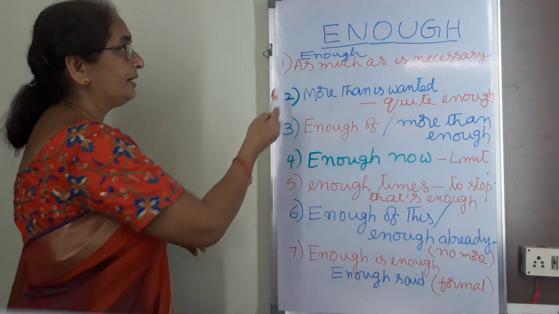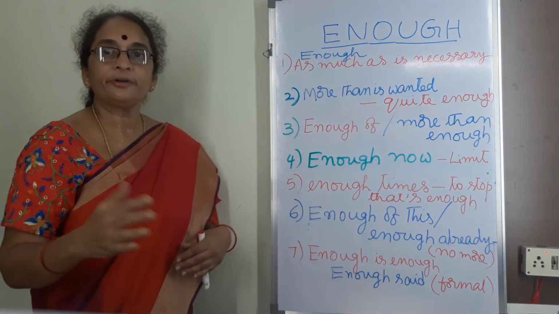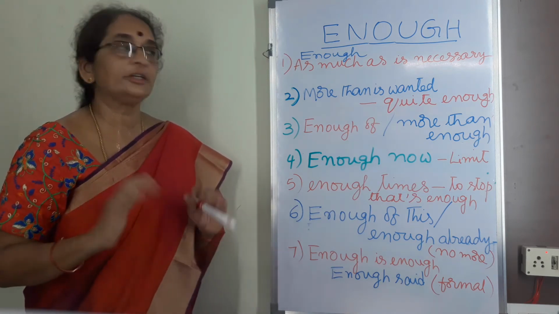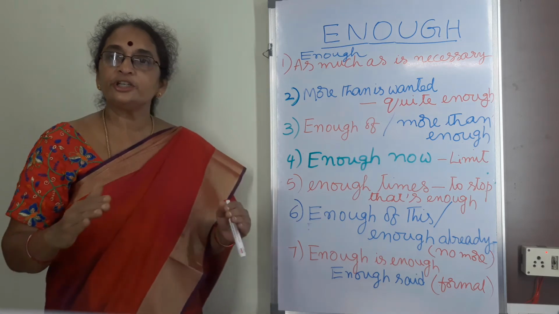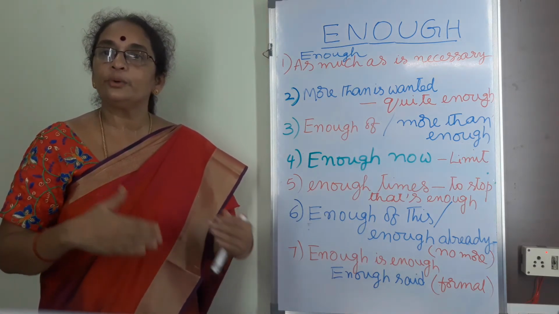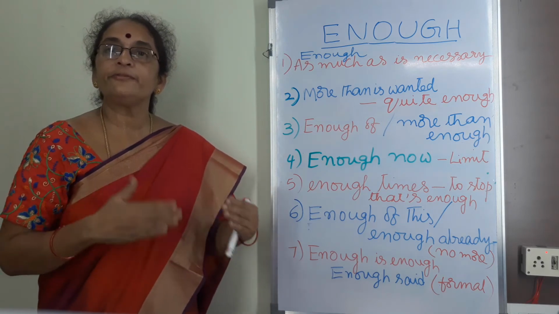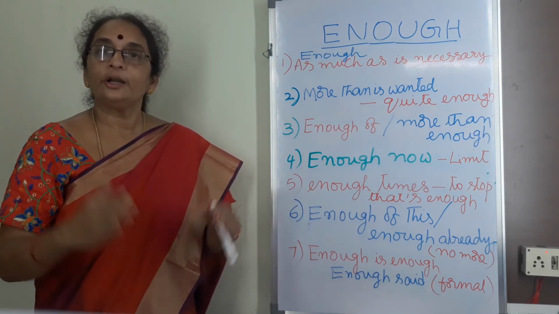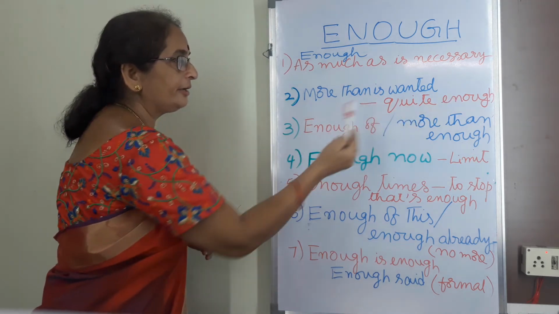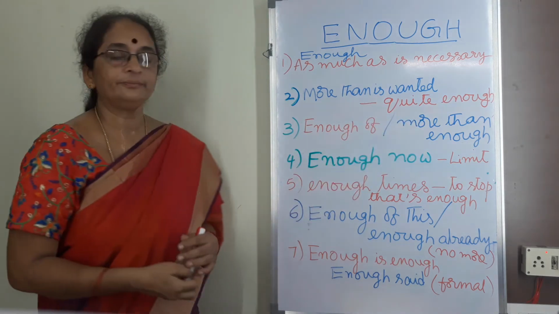See students, when you say something is enough for you, the coffee is enough, the breakfast is enough, it is just sufficient for you. It is as much as necessary. The necessary thing, that is what you had. What is necessary for you, you already have. Okay, coming to the next one, when you use quite enough, enough of, and more than enough.